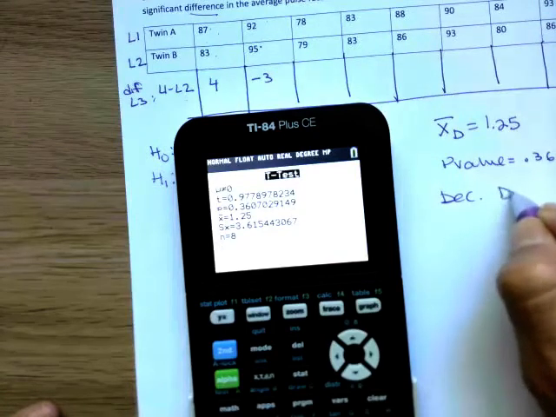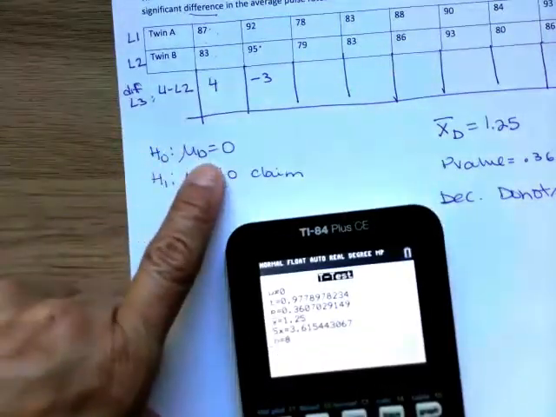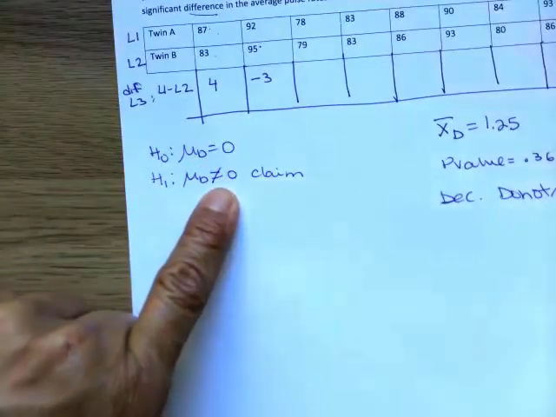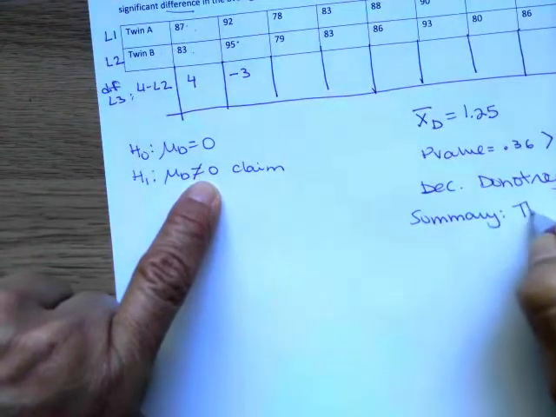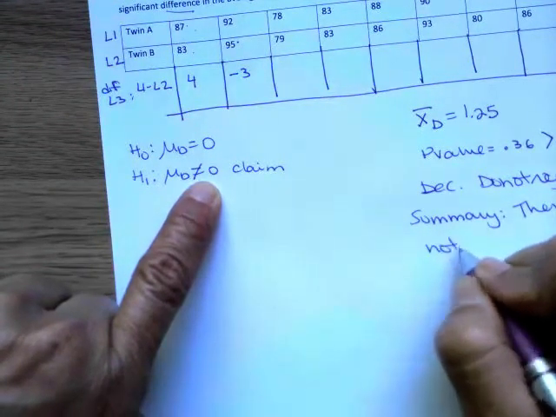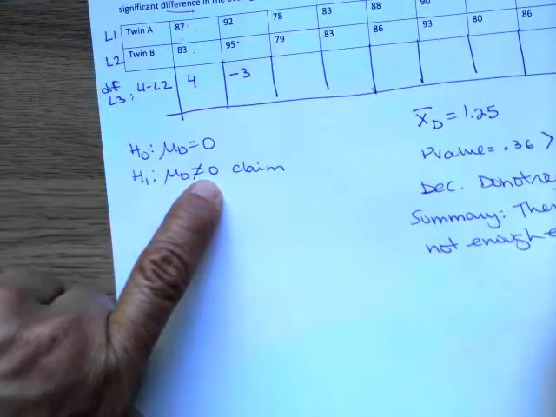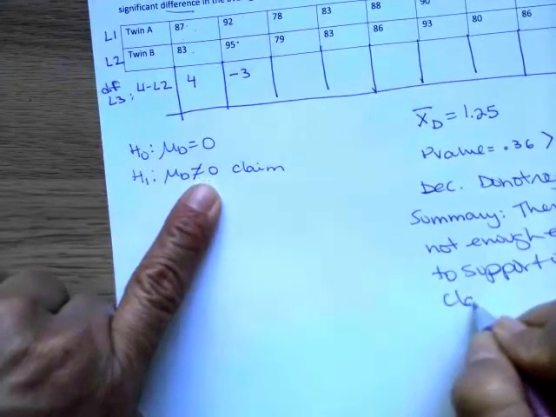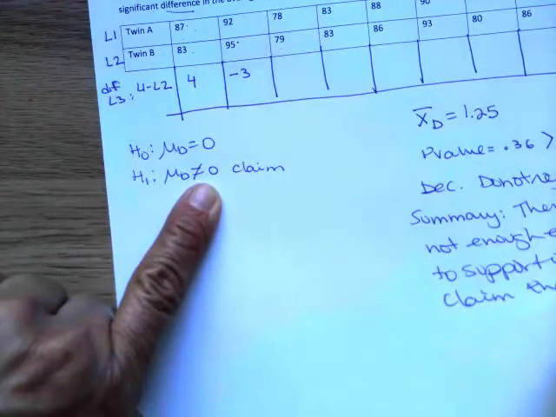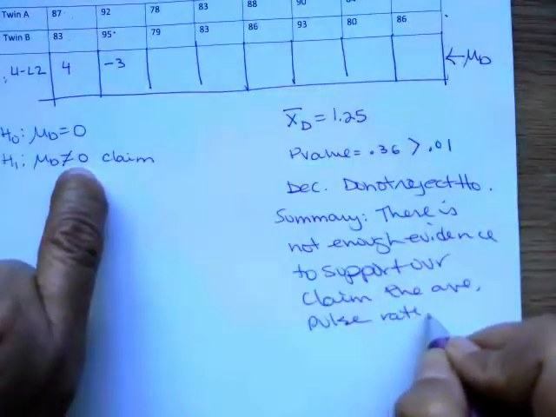So our decision would be do not reject H naught. So we're not going to reject the null hypothesis. There is not a difference, right? So summary, there is not enough evidence to support our claim the average pulse rate, sorry about that, is different.